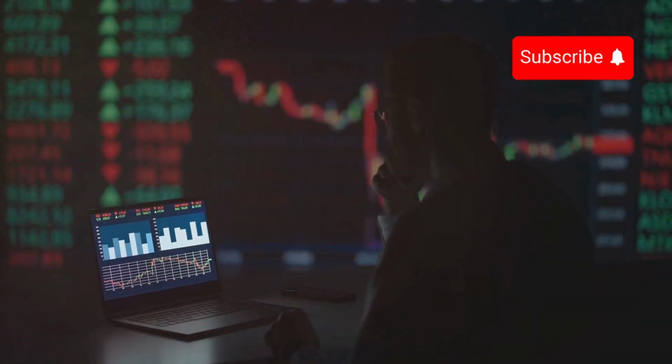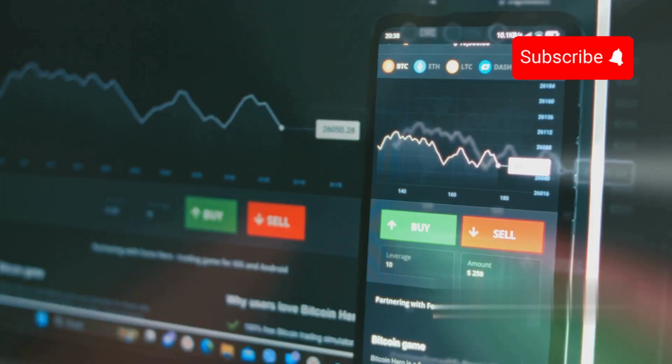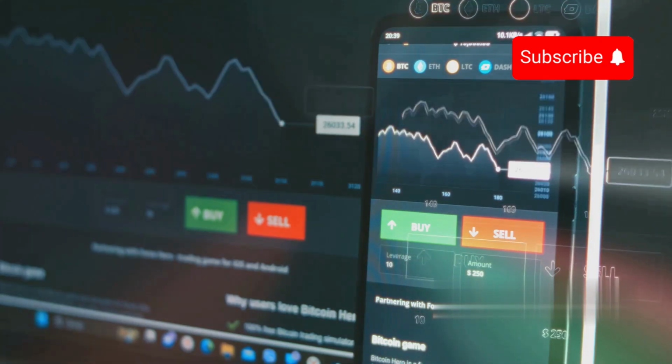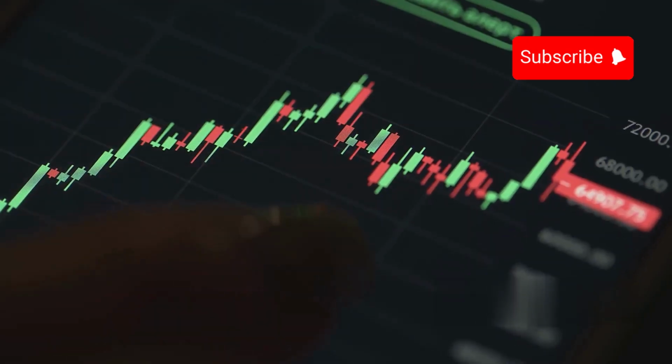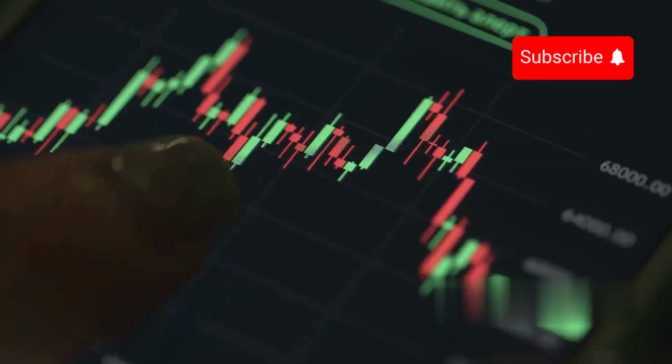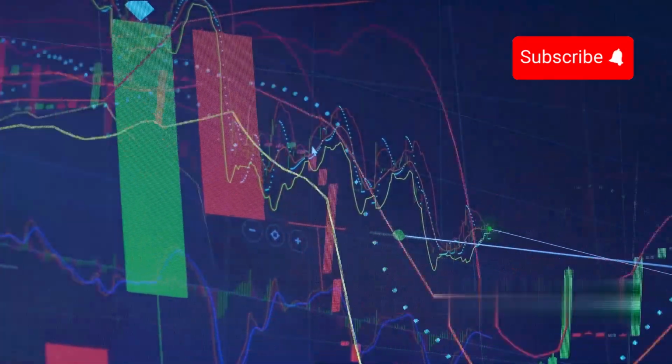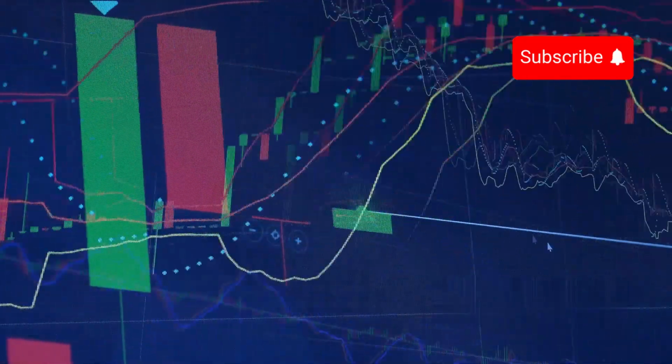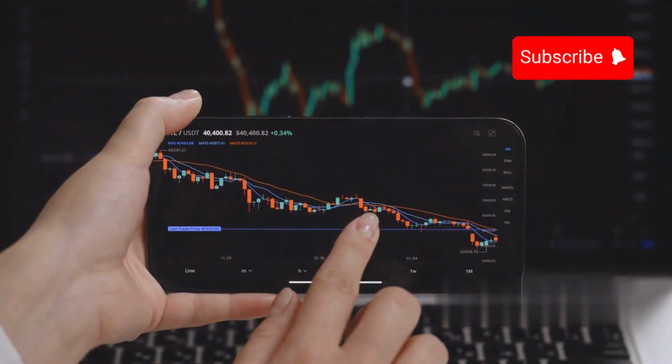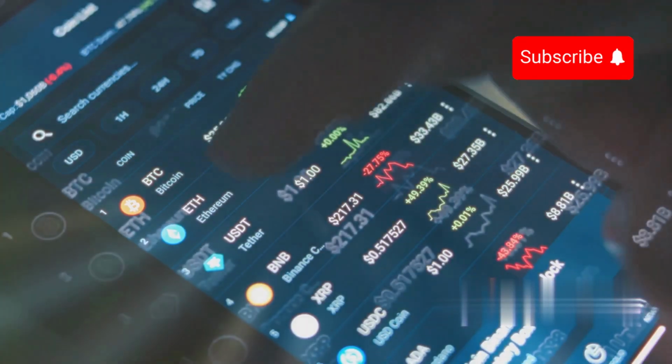The first step is market analysis. This involves studying the charts to identify potential trading opportunities. Start by looking at key levels of support and resistance, which are areas where the price has historically reversed or paused. These levels can provide clues about where the price might head next and help you determine your entry and exit points.